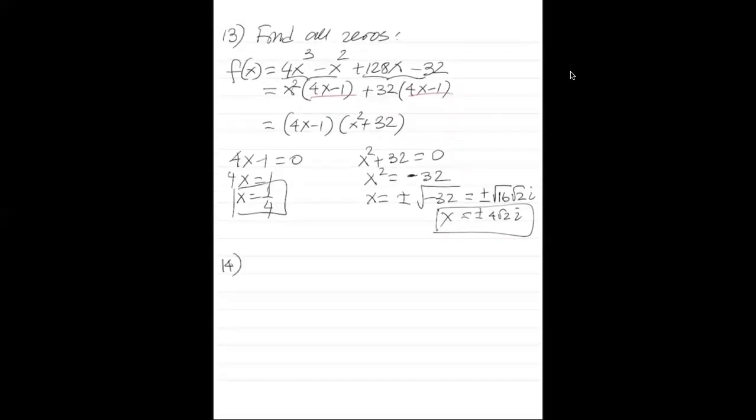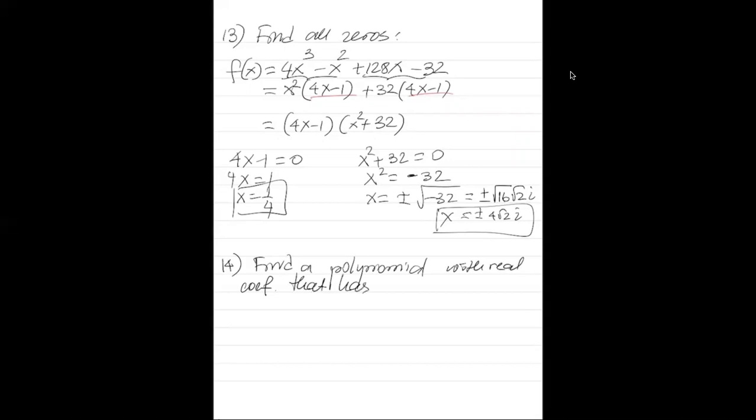Number 14, find a polynomial with real coefficients that has the given zeros.